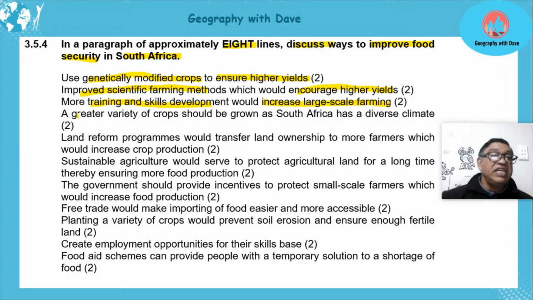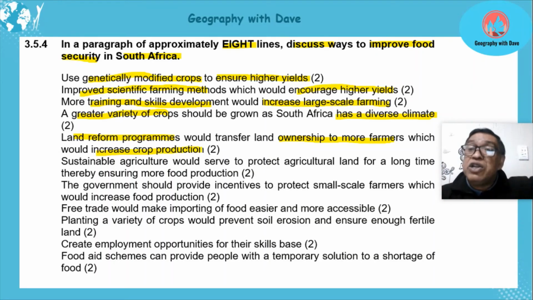Okay, a greater variety of crops should be grown as we have a diverse climate. So variety would supplement food security with the different types of crops. And of course, they may have different resistance to things like droughts, etc. So all of them would not just die in the drought conditions. Right. Land reform programs, of course, if used effectively, where you transfer ownerships to more farmers, which would increase crop production. This is more or less the same from our notes. But can you see again? It will increase food production because there are more farmers. Again, related to food security.